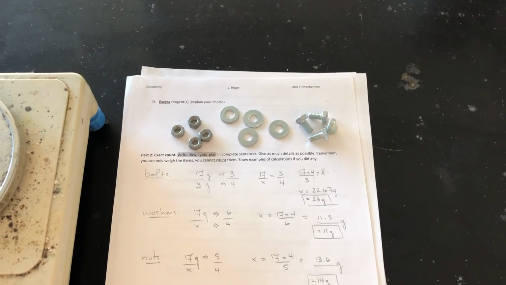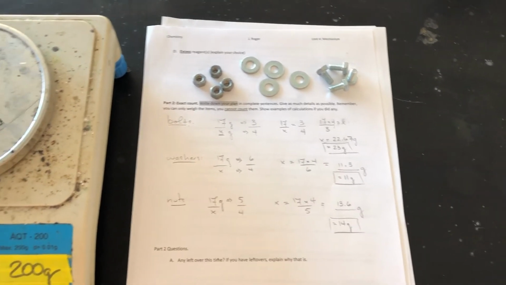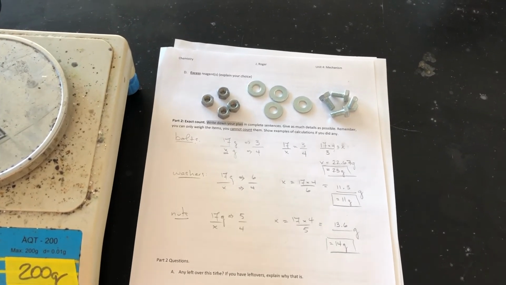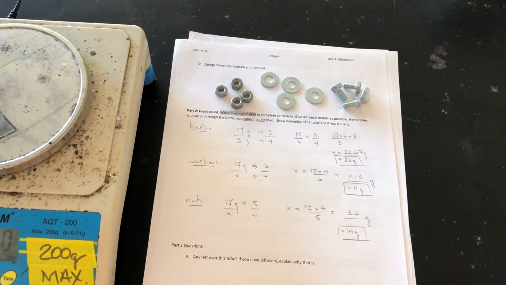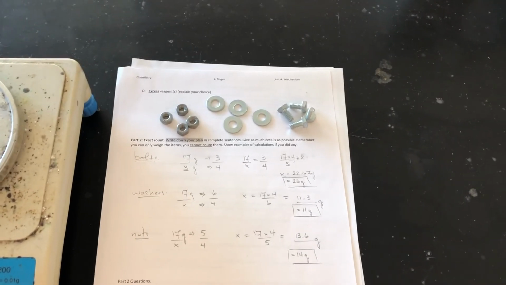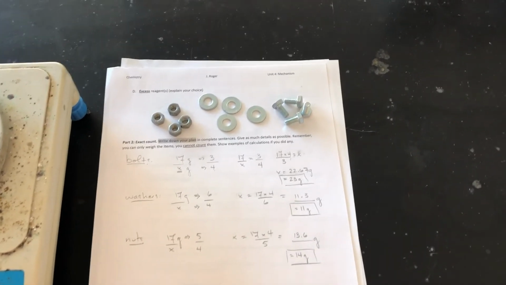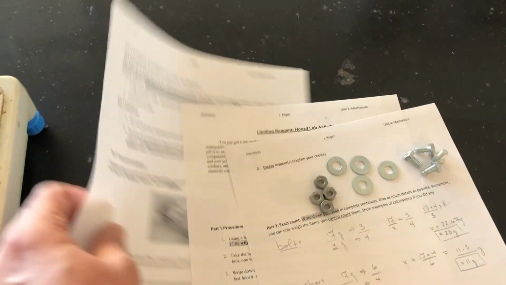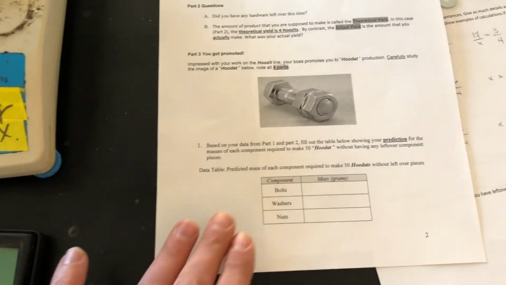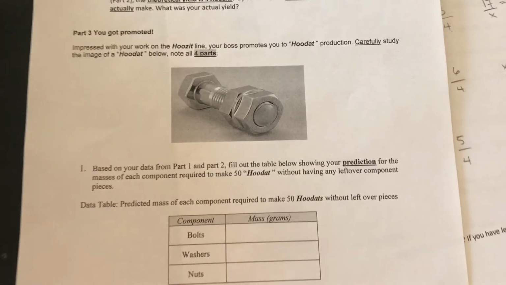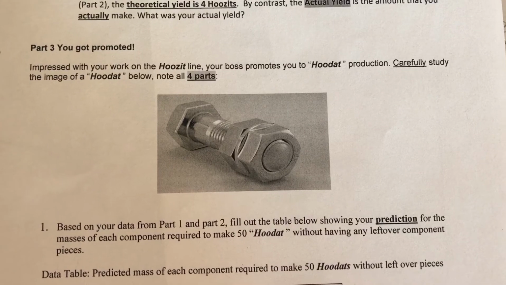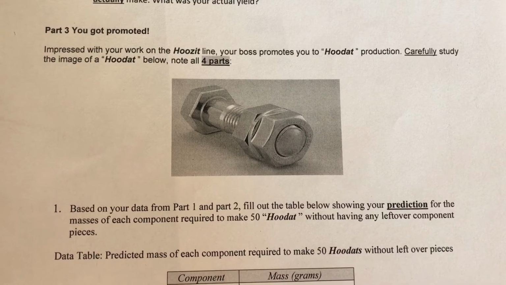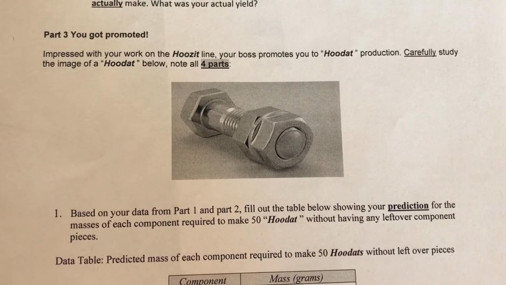And now you're ready to do part 3. In part 3, you have to make some calculations and predictions to make 50 Hoozits. So when we look carefully at the diagram, a Hoozit has 4 parts to it.